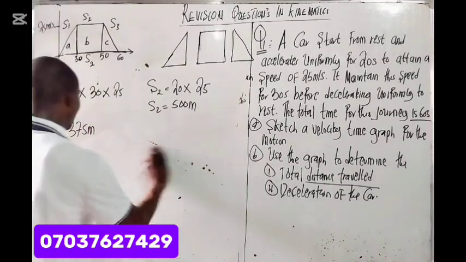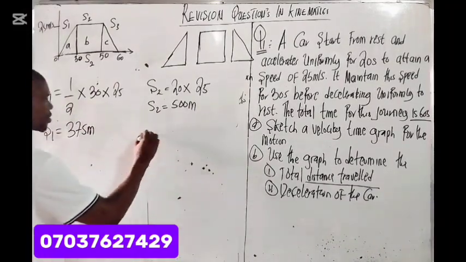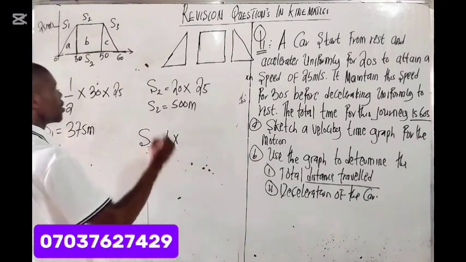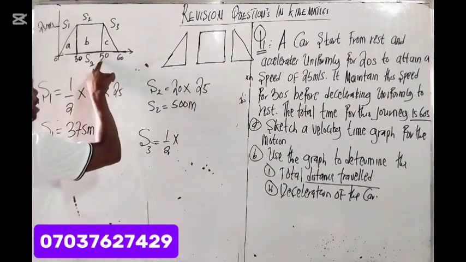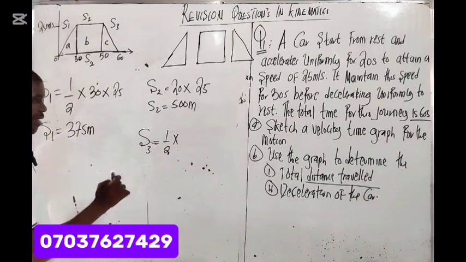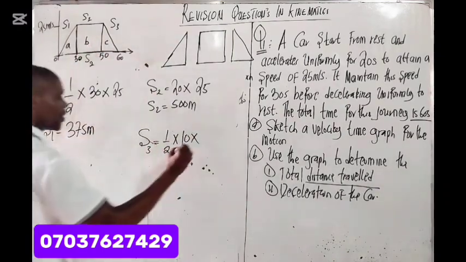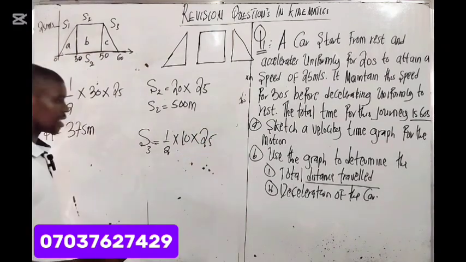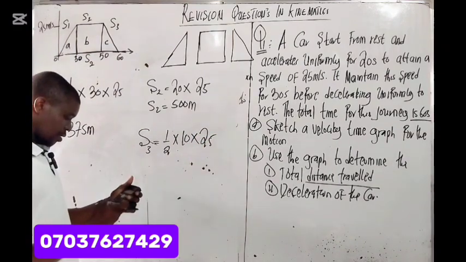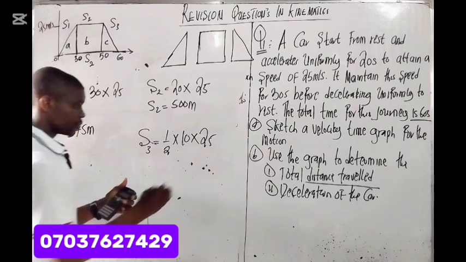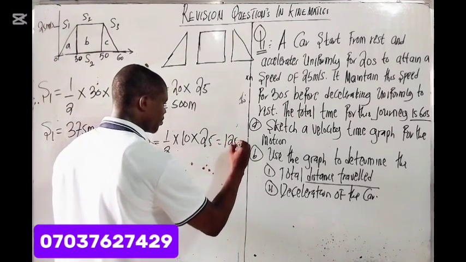So here we have it from here. Now look at S3. My S3 is half times base. My base here, from 50 to 60, is 10. 10 times my height, which here is 25. So it's 10 times 25 divided by 2. Here we have 125 meters, right?